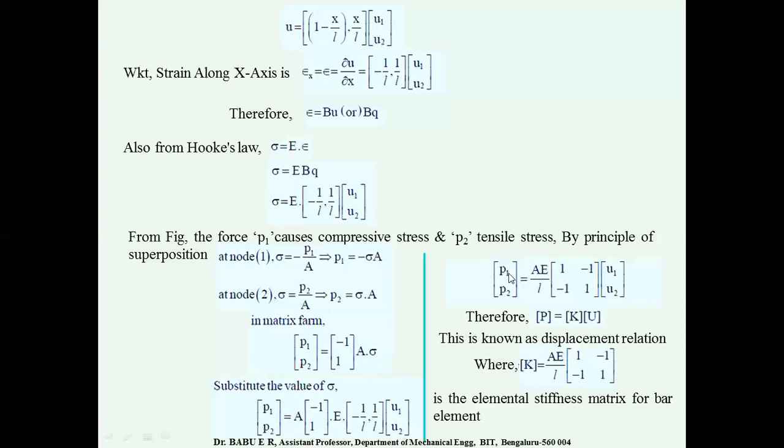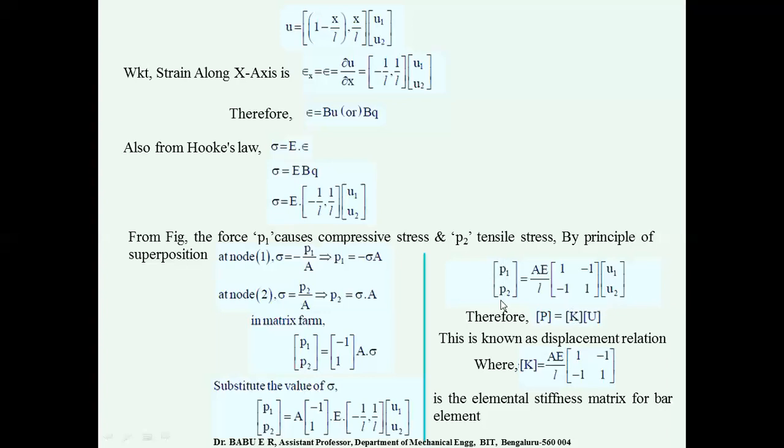Now I will rearrange this. So {P1, P2} equals AE, and in the matrix I will take 1 by L outside, so we get AE by L. Now multiply the two matrices, {minus 1, 1} and [minus 1, 1]. Minus 1 into minus 1 becomes plus 1. Minus 1 into 1 becomes minus 1. Again 1 into minus 1 becomes minus 1. 1 into 1 becomes 1, into {U1, U2}. Now this term I will represent as K.